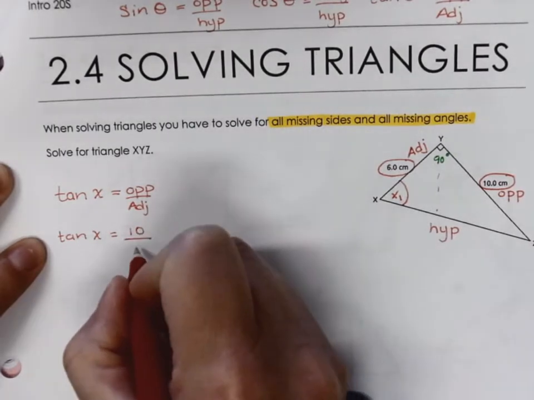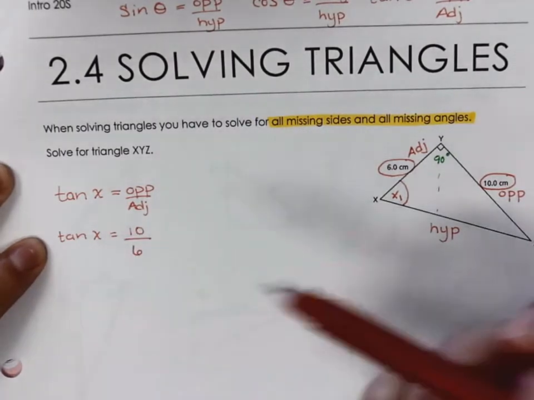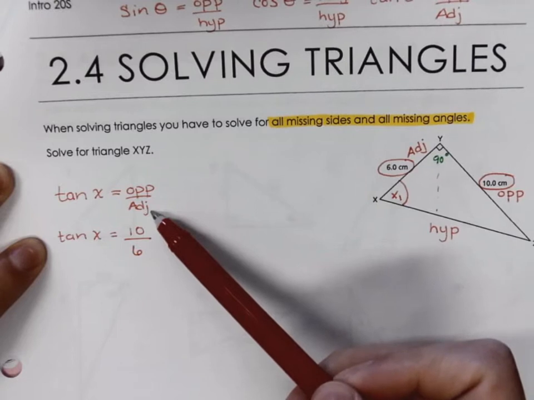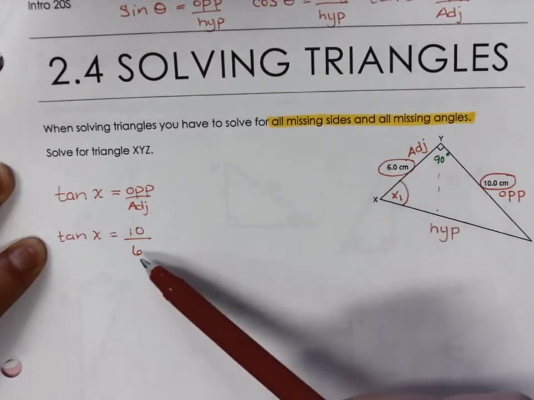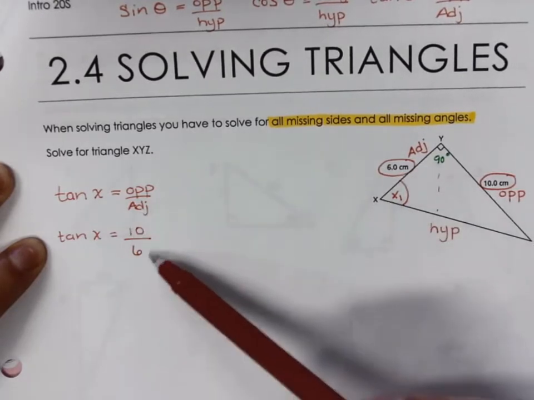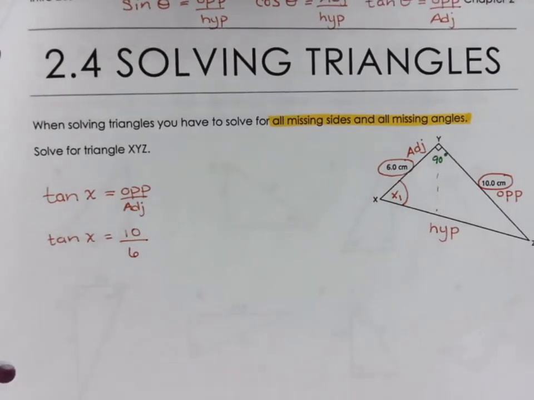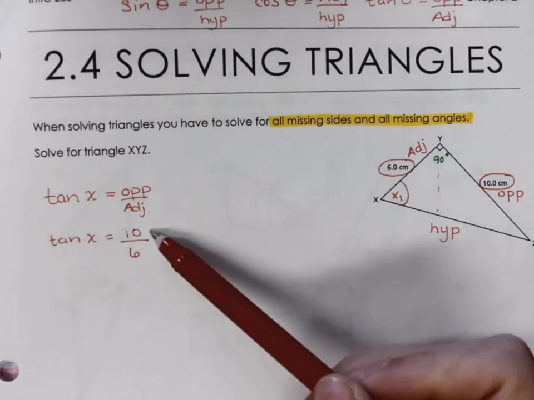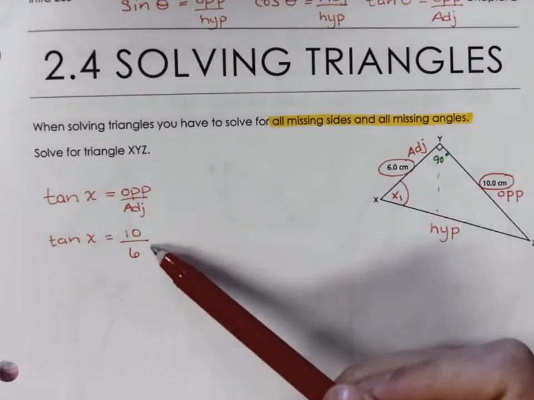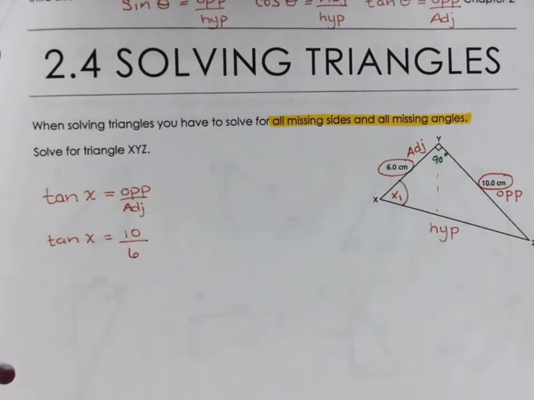It matters, ladies and gentlemen. It matters where these go. So if adjacent is at the bottom, then your 6 has to go on the bottom. Okay? You can't flip-flop these because then it's a totally different ratio. And when I talk about ratios, ratios can be represented with a colon, or sometimes we are looking at two things, we're comparing them in a fraction state. That can also be referred to as a ratio as well.